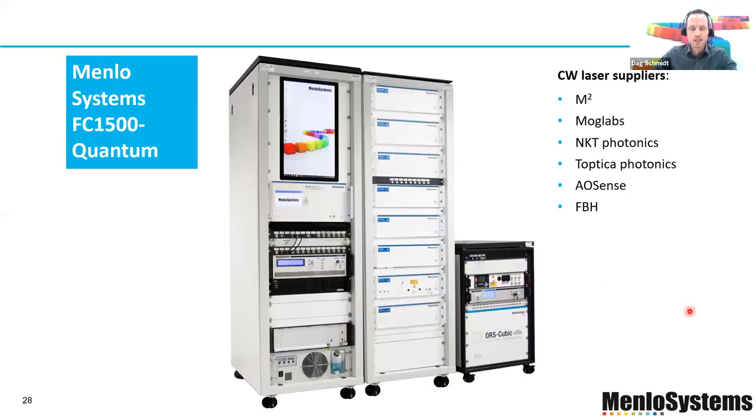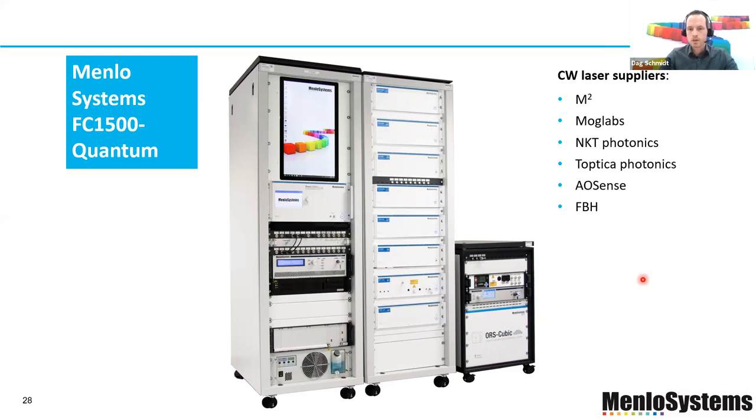So now, second part of the talk, the real thing, the FC1500 Quantum. So you can see here, this is one possible setup. This is a very highly customized laser system. So here on the right, we have the ultra stable laser. In the middle, we have the complete optics rack. And here are the driving electronics and control rack. And we work together with different CW laser suppliers, for example, M Squared, Moglabs, or NKT Photonics, also Toptica and AO Sense, or the Ferdinand Braun Institute. So these are all suppliers, CW lasers we successfully locked to our FC1500 Quantum system. So you can just choose the supplier you want. So yeah, just get the best comb and the best CW laser for your application.